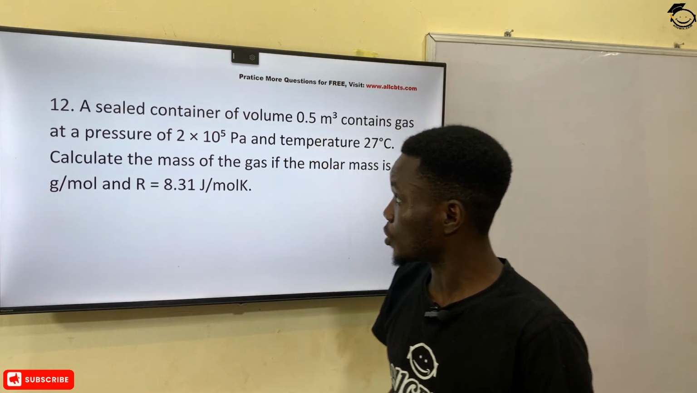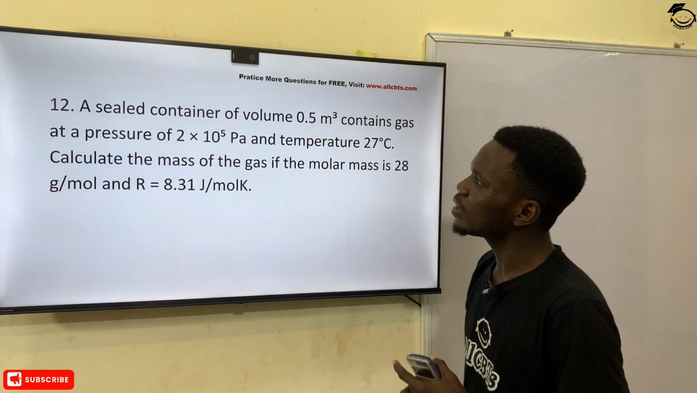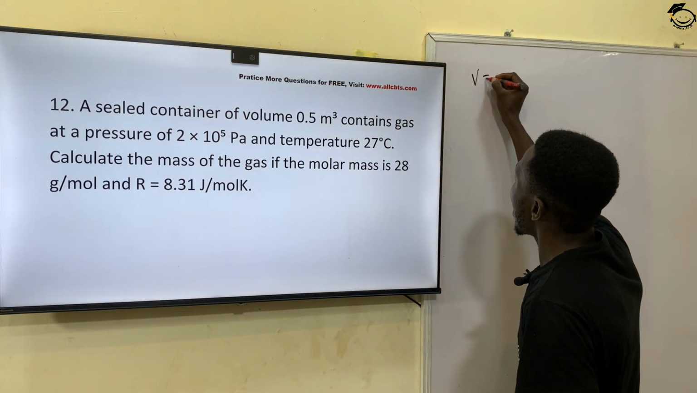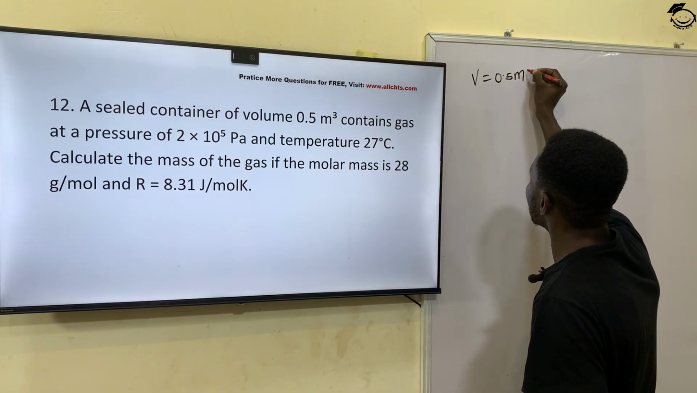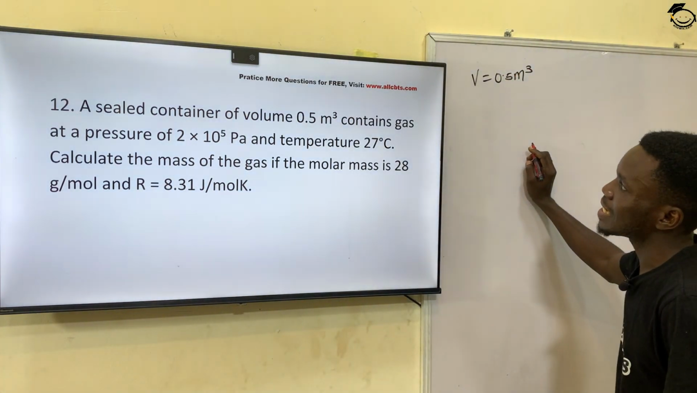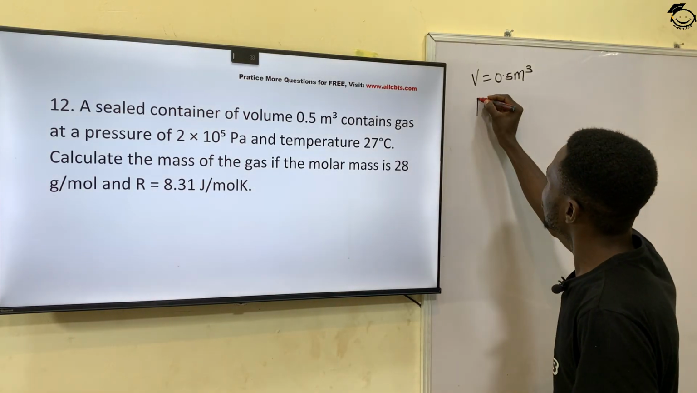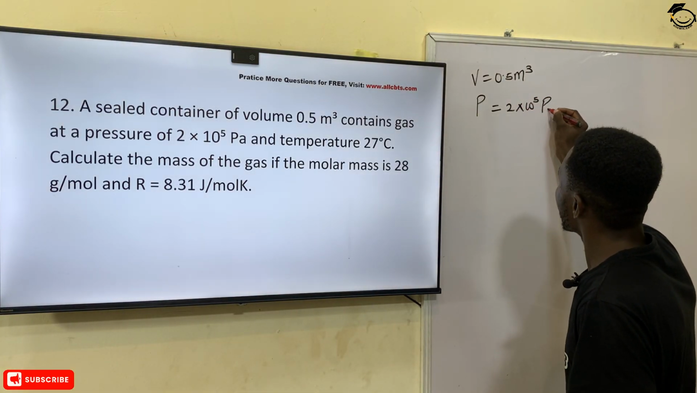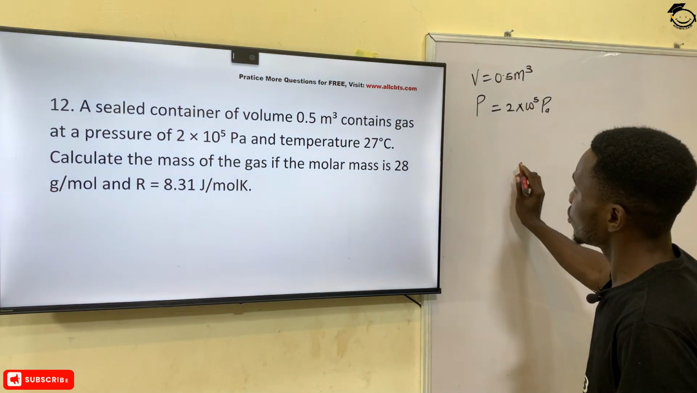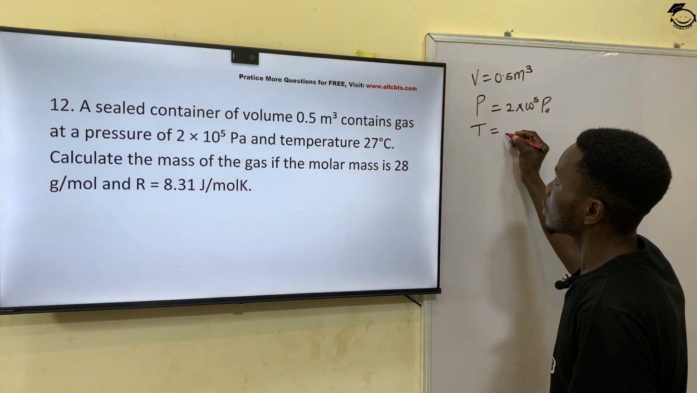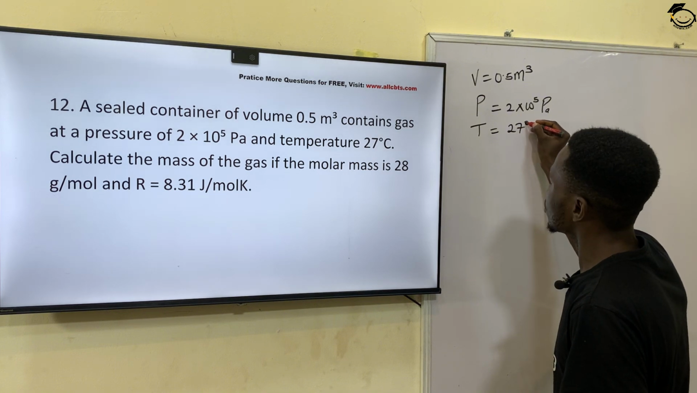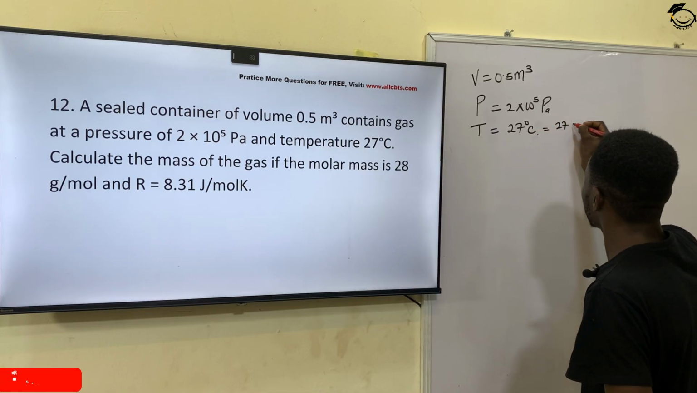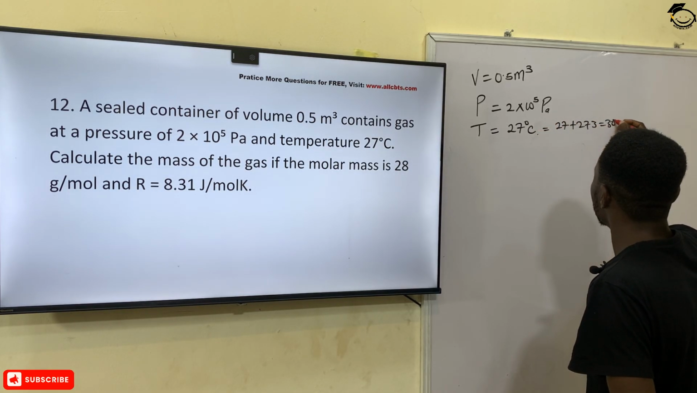Moving on to the next question, which is question number 12. It says, a sealed container of volume 0.5 meters cubed. So we are given the volume as 0.5 meters cubed. It contains gas at a pressure of 2 times 10 raised to the power 5 Pascal, and the temperature is 27 degrees Celsius. If we convert that to Kelvin, this will give me 27 plus 273, that is 300 Kelvin.